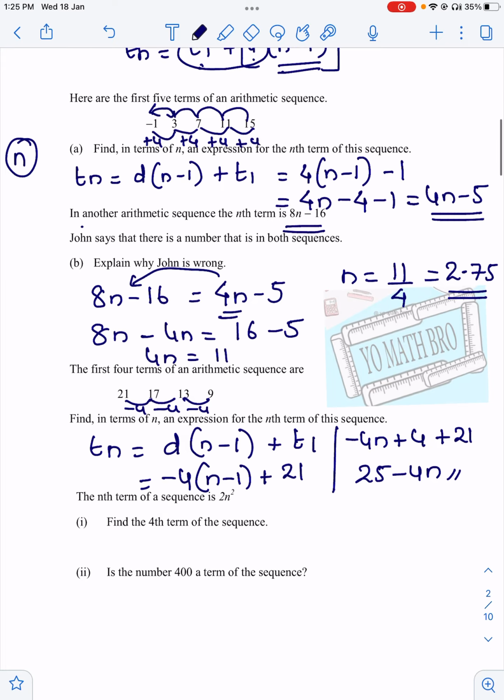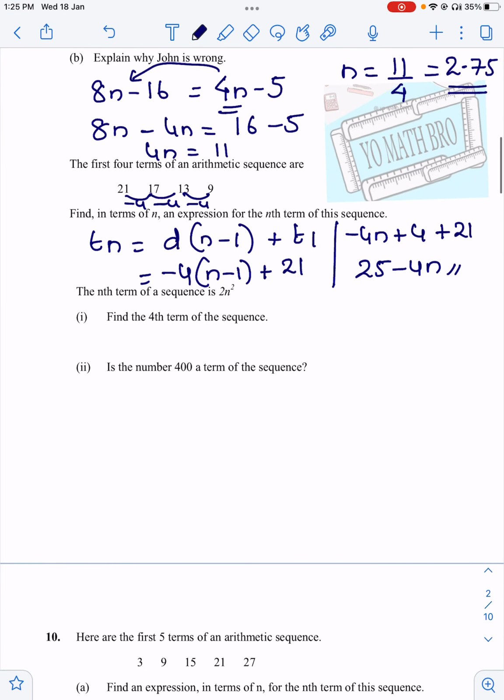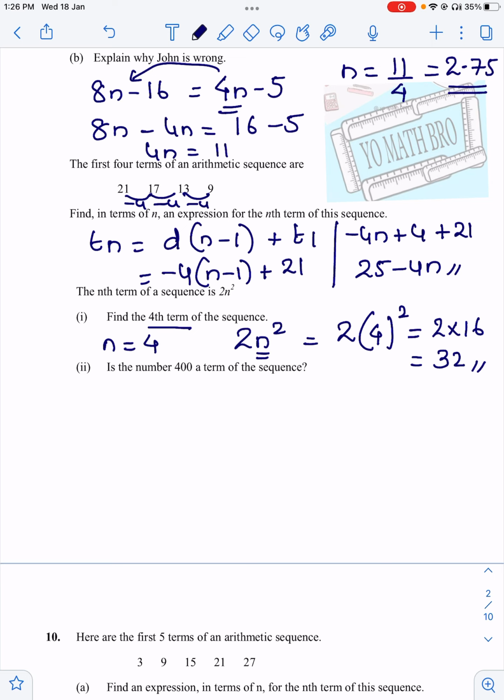Okay. Now next question. The nth term of the sequence is 2n square. They have already given us the expression. They are asking us to find the fourth term. What do you mean by this word fourth term? Fourth term means n is 4 and my formula is 2n square. So wherever I have n, I will substitute it as 4. So 2 into 4 square, which gives me 2 into 16, that is 32. So the fourth term for this sequence will be 32.